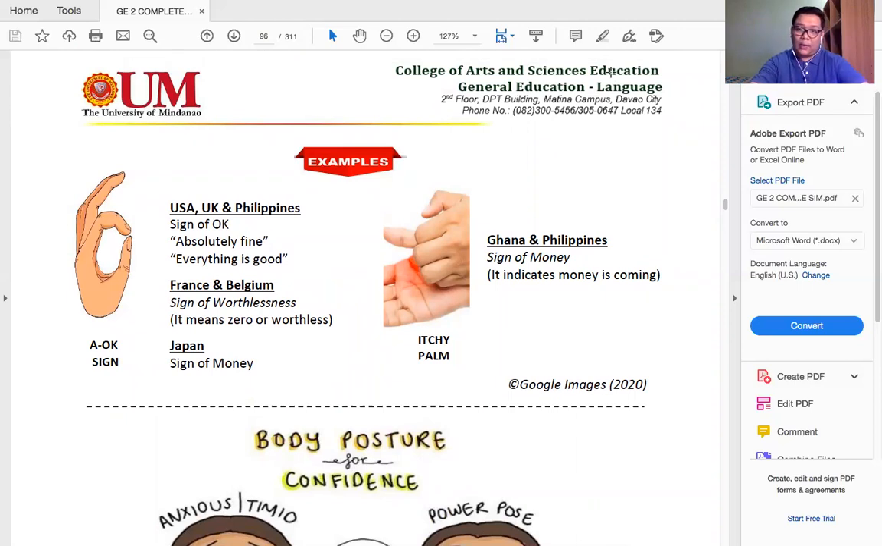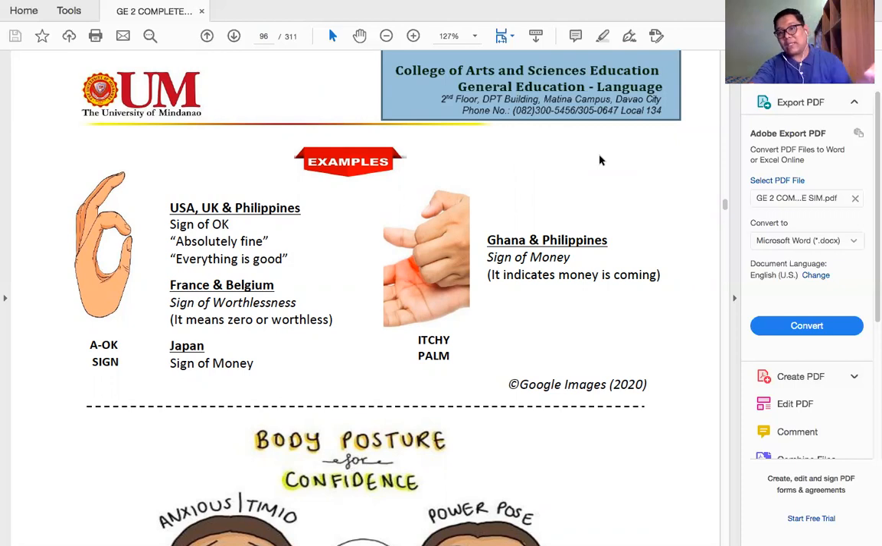In the USA, UK, and the Philippines, this is a sign for okay, absolutely fine, or everything is good. But when you go to France and Belgium, this is a sign for worthlessness. It means zero or worthless. Let's say you go to a pawn shop and you show your jewelry, and the person in charge gives you this signal, that means it has no worth, if you are in the context of France and Belgium.